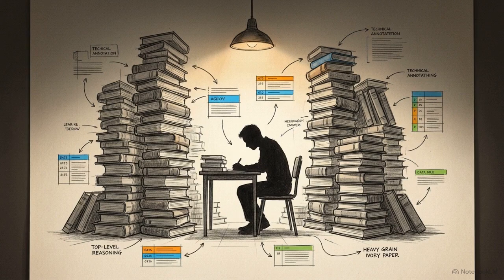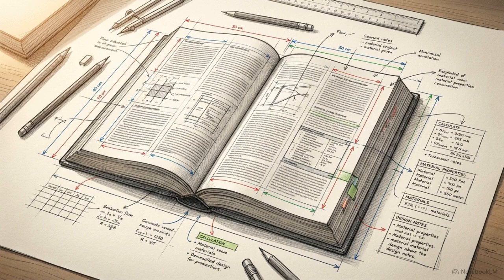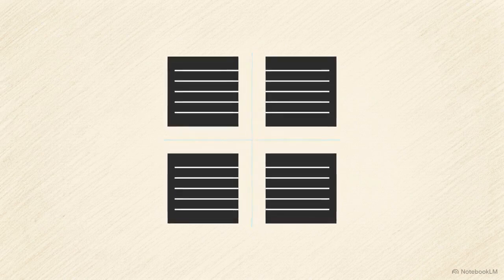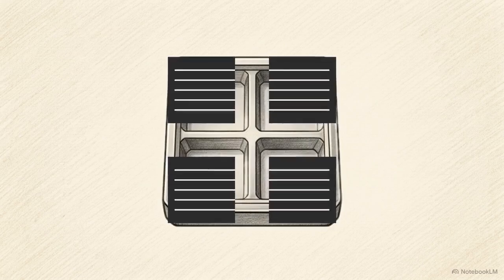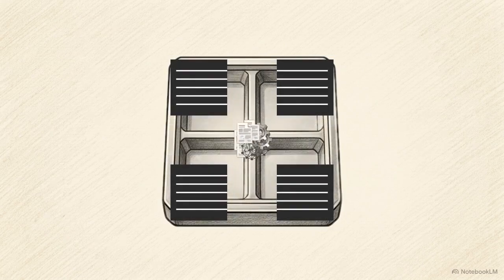To master complex subjects as a beginner, you have to stop reading like a student. You need to start deconstructing the material like an engineer. That requires a chronological blueprint. Before you even read a single page, you have to bifurcate the raw text into manageable, actionable blocks.